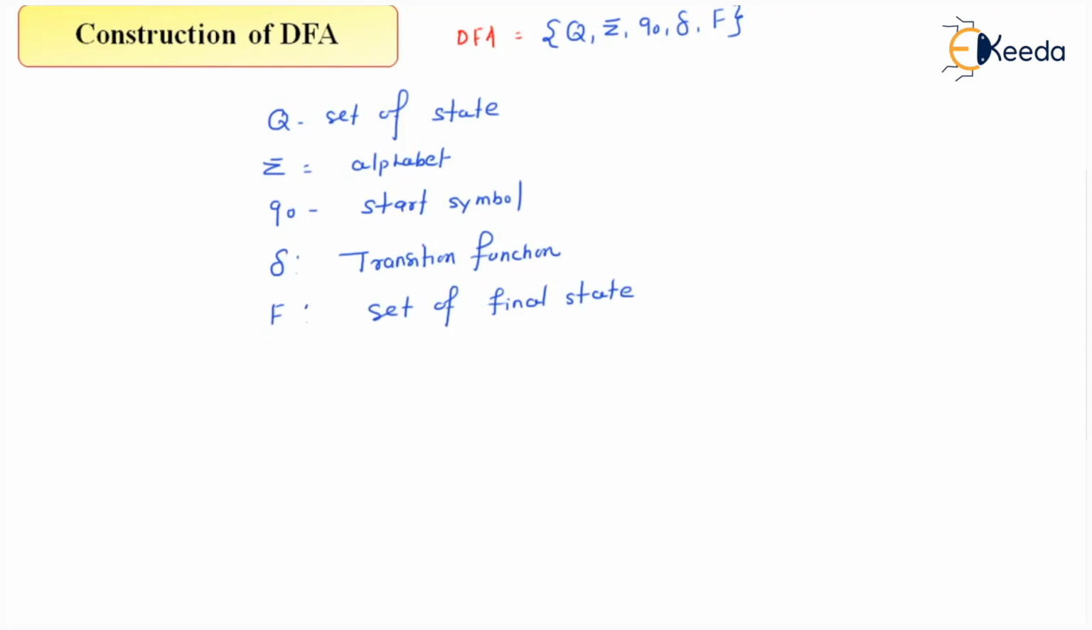Okay, so now among these, the most important one is your transition function. Now this delta is the transition function, and this transition function is defined as Q cross sigma is mapped to Q. Okay, so this is a mapping.